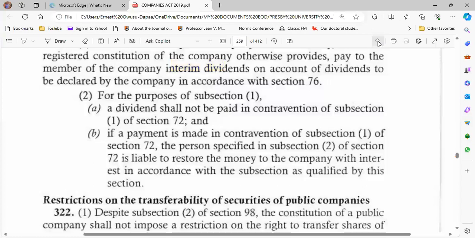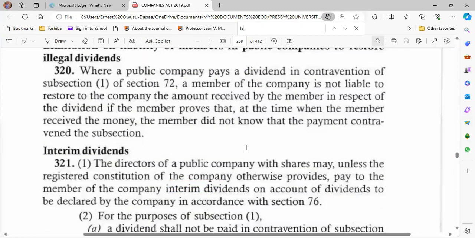So let's go back to section 72. Control F. So legality of dividends.